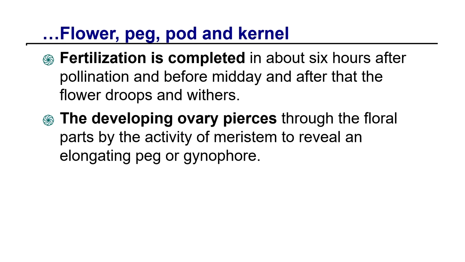Fertilization is completed in about 6 hours. It is a very quick process. After pollination, within 6 hours, fertilization will happen, and before midday and after that, the flower droops and withers. So this fertilization is complete. The developing ovary pierces through the floral parts by activity of meristem to reveal an elongating peg, or this is called gynophore. This is a very important aspect, formation of peg or gynophore.